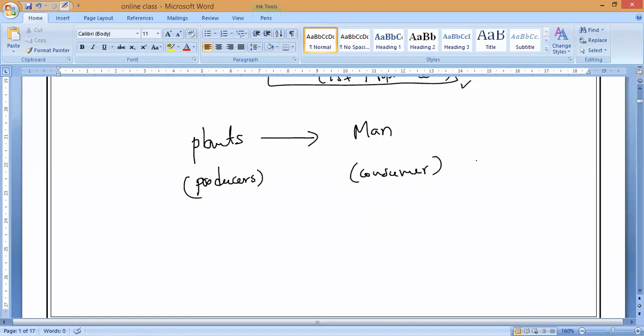Consumer. How many trophic levels does it have? Tell me, anybody? It has only how many trophic levels? 2 trophic levels. Yes or no? Others also, please call your friends. So we have only 2 trophic levels. Now, plants are the first trophic level because they are the producers, and man represents the second trophic level. Because what? In this case, man is eating plants. Is man herbivorous or carnivorous? Herbivorous. Omnivore is not present here.